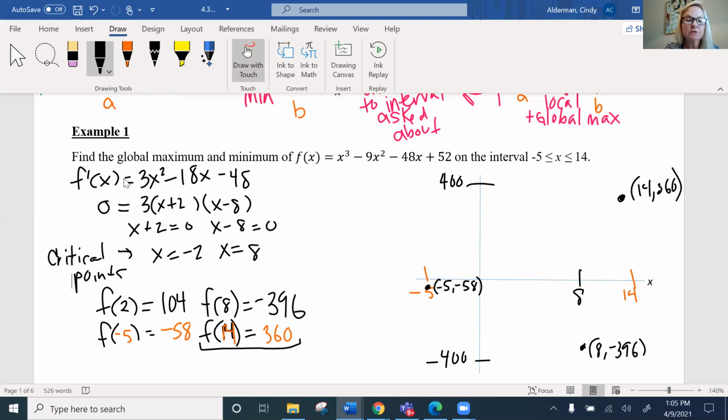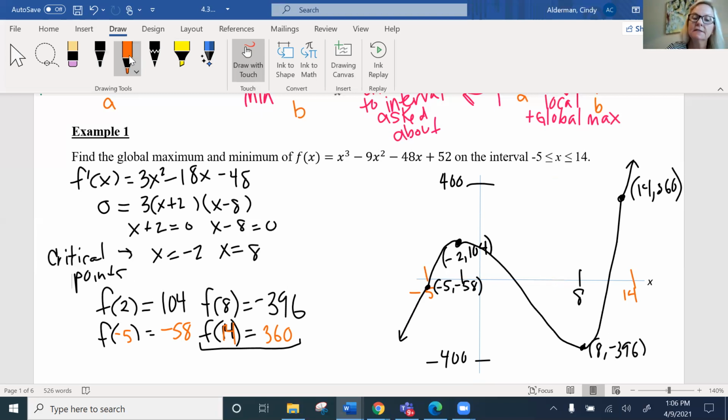And let's see, we also have another local max, which is at 2. And that is 104. Let's say it's somewhere around there. So if you graph this, and you can graph this on Desmos, notice that it goes on, right? If you graph this function, it would go on, but we're only interested in this interval here.